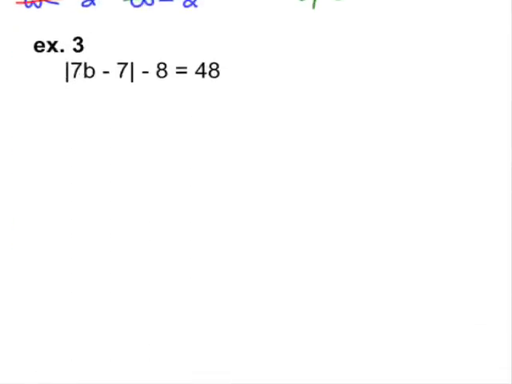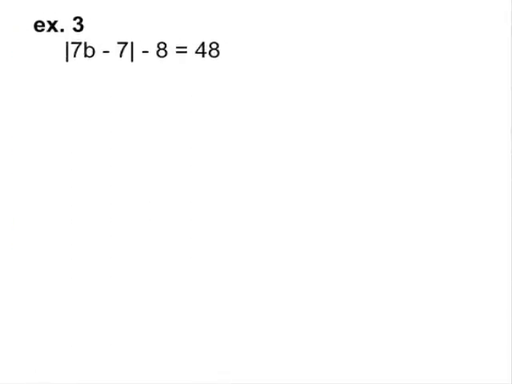Example number 3, I want us to work together because this has got quite a few steps involved in it, but it's manageable as long as we follow our steps. First step says isolate the absolute value. And on the outside of the absolute value, we've got a negative 8. We do have a lot of stuff inside, those 2 7s here, but we're not going to worry about those right now. All I'm worried about is what's on the outside, and that's this negative 8.